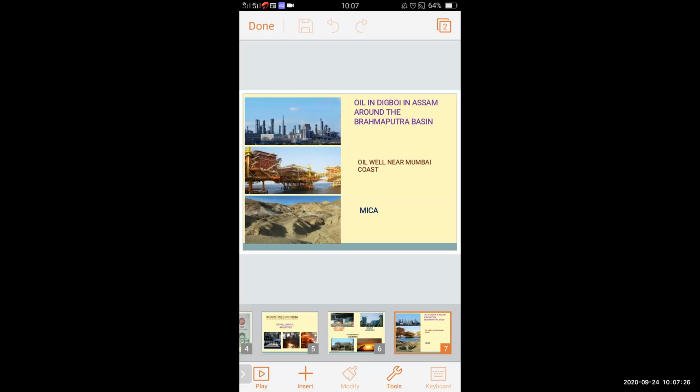Mathura and Barauni refineries are in the interior, away from the coast of the oil producing area. They are away from the region where the oil production is done.